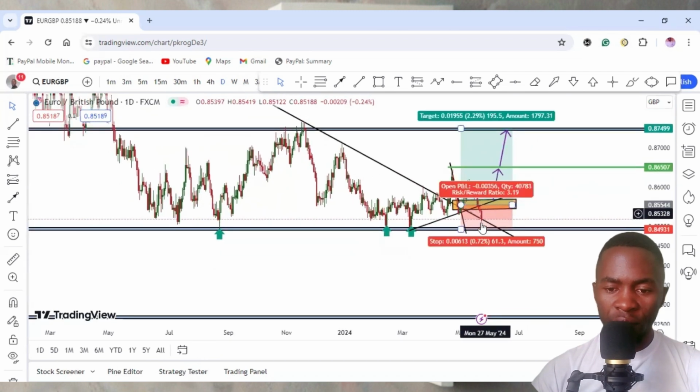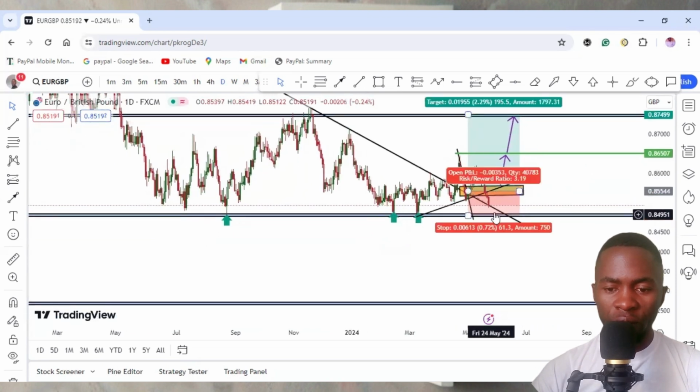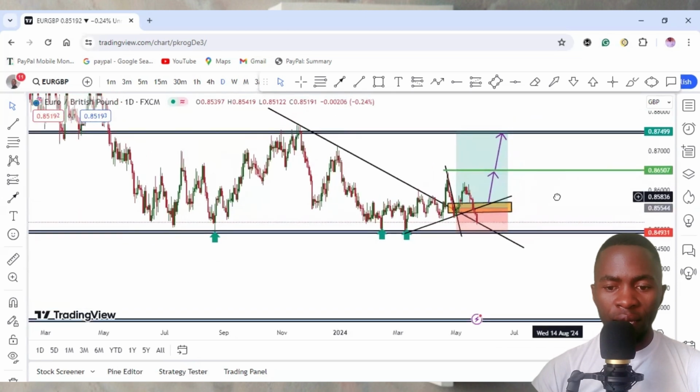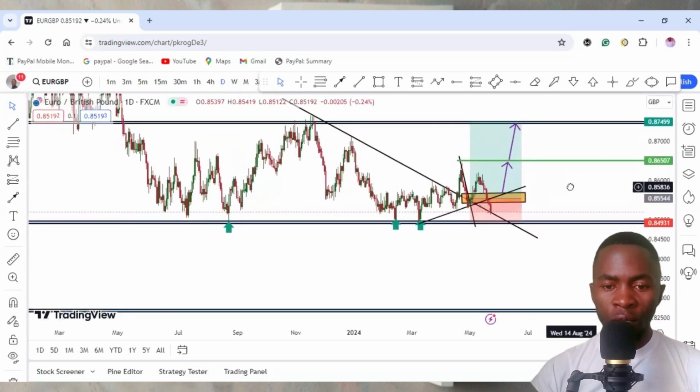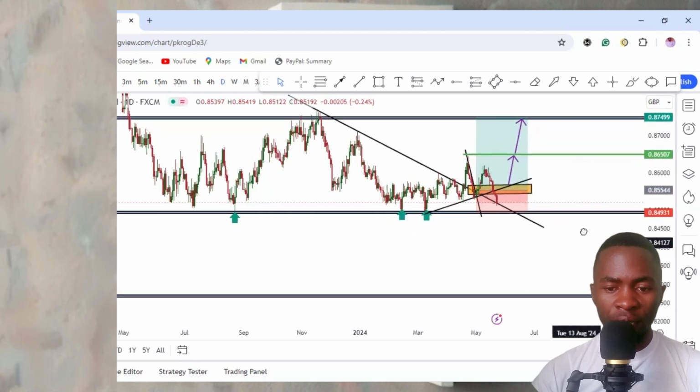So I'm waiting to see what will happen around here. My stop loss is below here. So if the market now comes to my stop loss and breaks to the downside, now I will think of another setup. So I think guys, that's all for today.